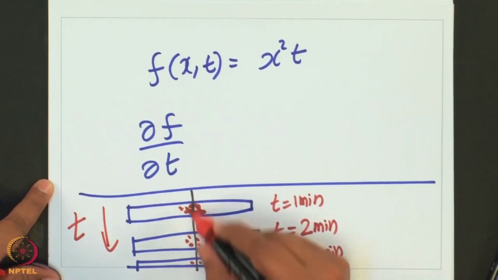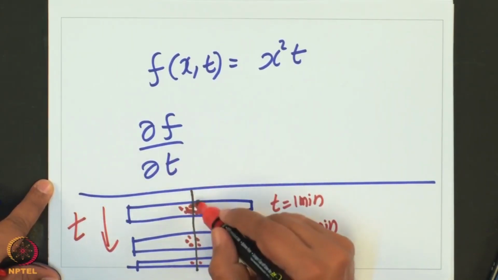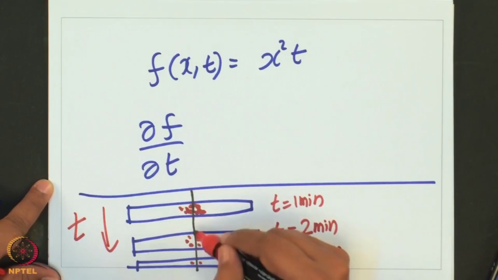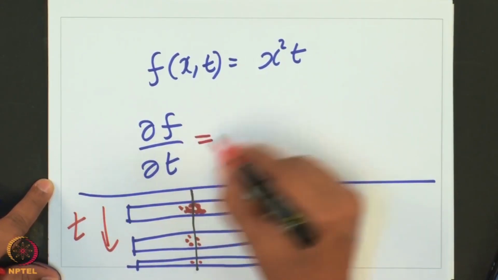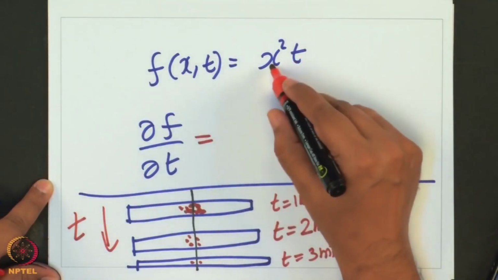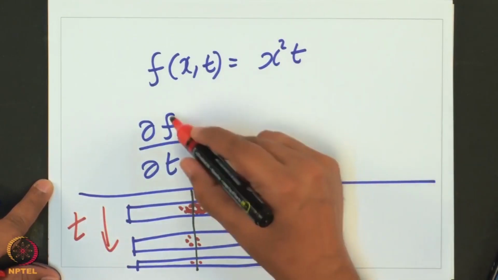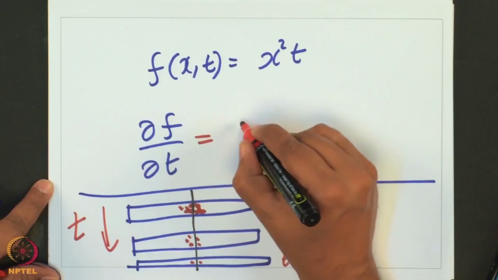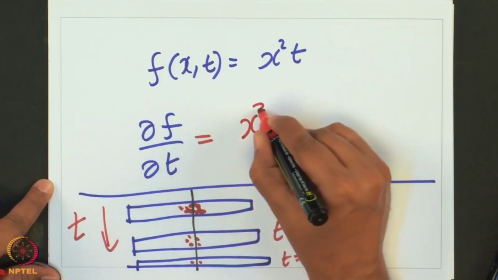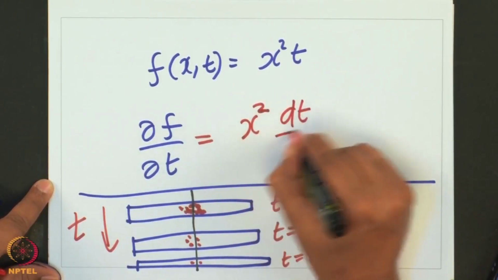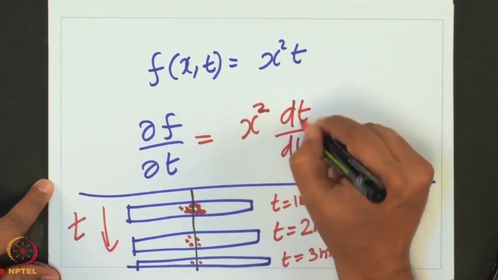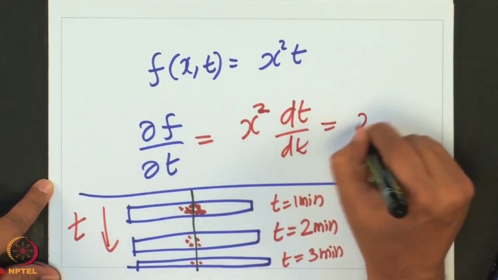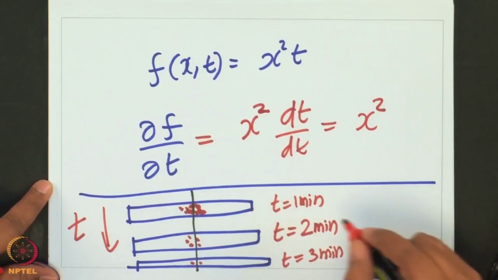And if I am interested in how this changes with time, how does the concentration change at x as a function of time, then I would do derivatives like this. In this case, if I have a function x square t, if I do del f by del t, the partial derivative with respect to t, I would assume x square is a constant, and then I would take the rest of it and find the derivative with respect to t, which is 1. So the answer is just x square.